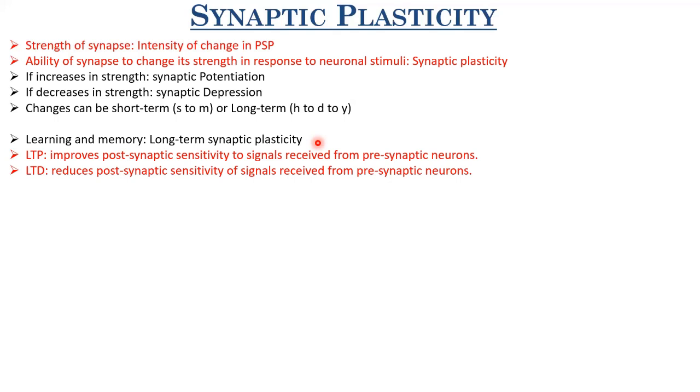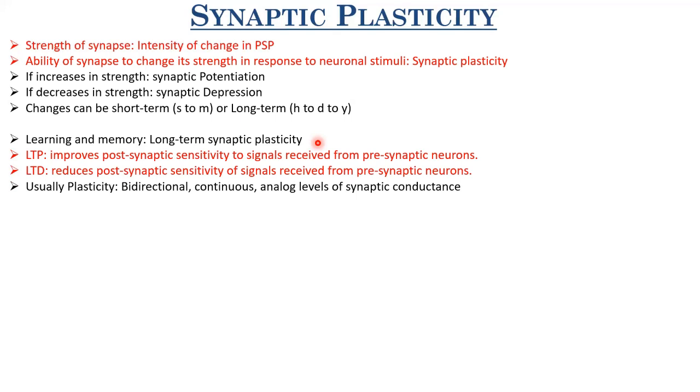So what happens there is the sensitivity of the postsynaptic neuron to the signals received from the presynaptic neuron is decreased. And the best part about this plasticity is that it's bidirectional, and mostly it's continuous, and you have analog levels of synaptic conductance. So there is a continuous range of synaptic conductance to which you can tune your synapse with the help of your neuronal stimuli.